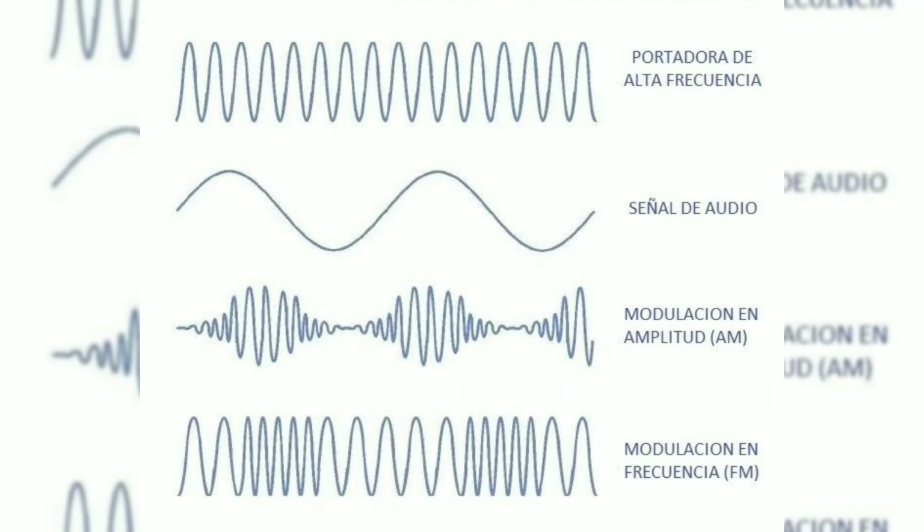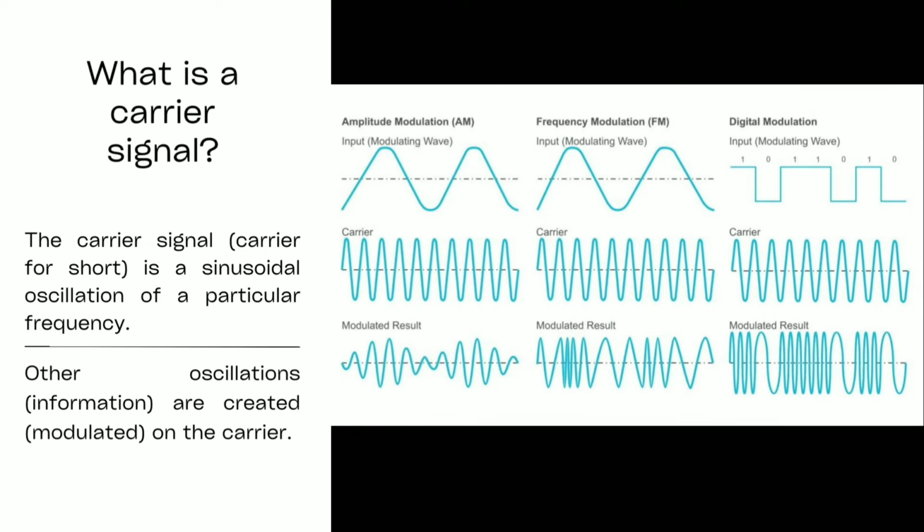The modulation consists of varying a parameter of the carrier, which changes its value according to the variation of the modulating signal, which is the information we want to transmit. The carrier signal is a sinusoidal oscillation of a particular frequency. Other oscillations are created on the carrier. The composite signal is demodulated in the receiver, and the carrier as well as the information placed on it are separated from each other again.